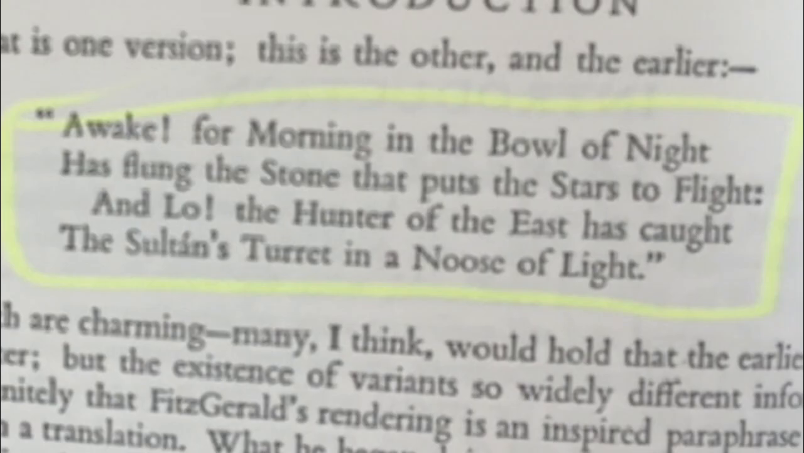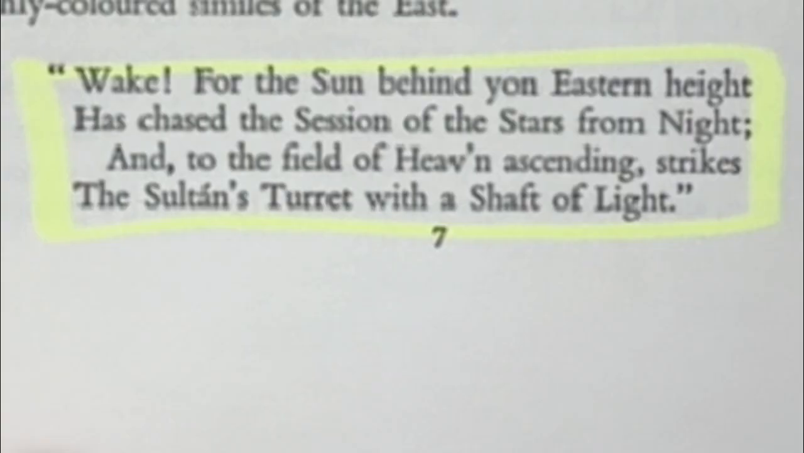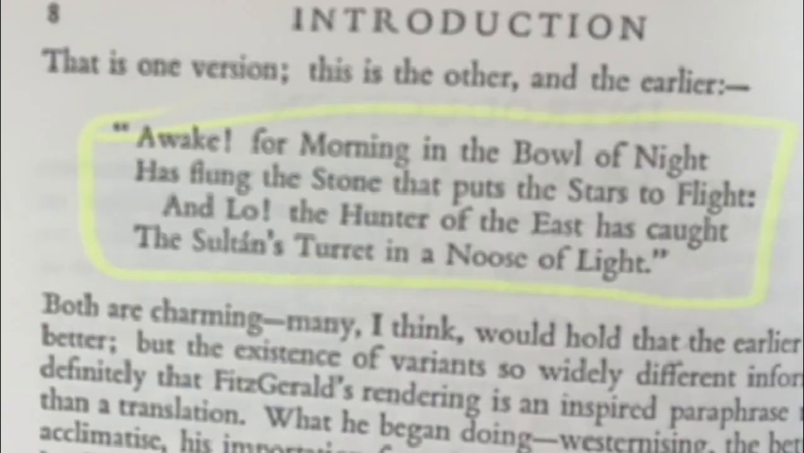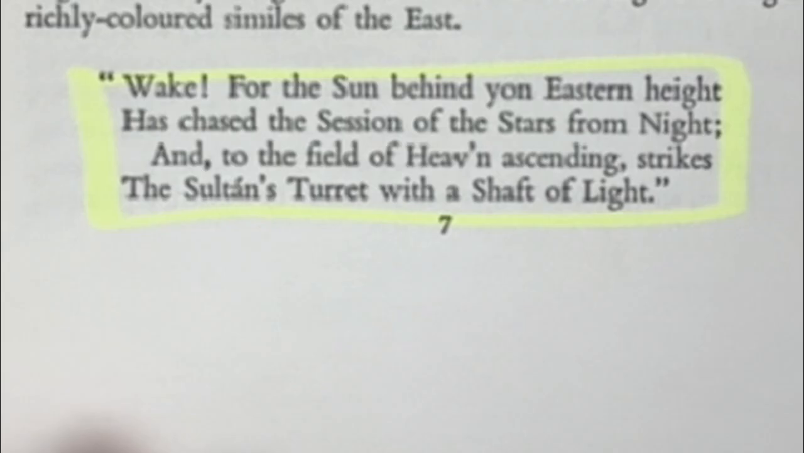This is the earlier version. Awake, for morning in the bowl of night has flung the stone that puts the stars to flight, and lo, the hunter of the east has caught the sultan's turret in a noose of light. So that's the original. And then he amends it to this. Wake, for the sun behind yon eastern height has chased the session of the stars from night, and to the field of heavens ascending strikes the sultan's turret with a shaft of light. That's not the same poem. So, awake for the morning in the bowl of night is nothing like wake for the sun behind yon eastern height.